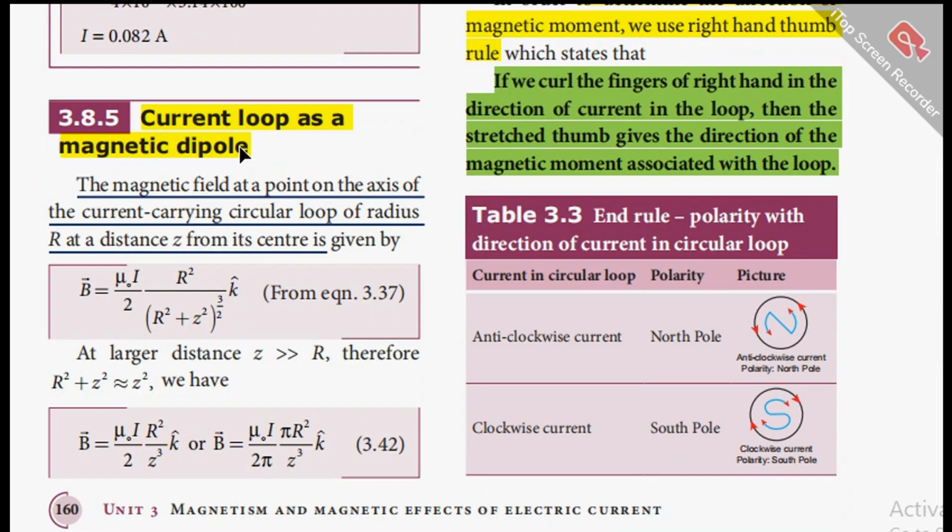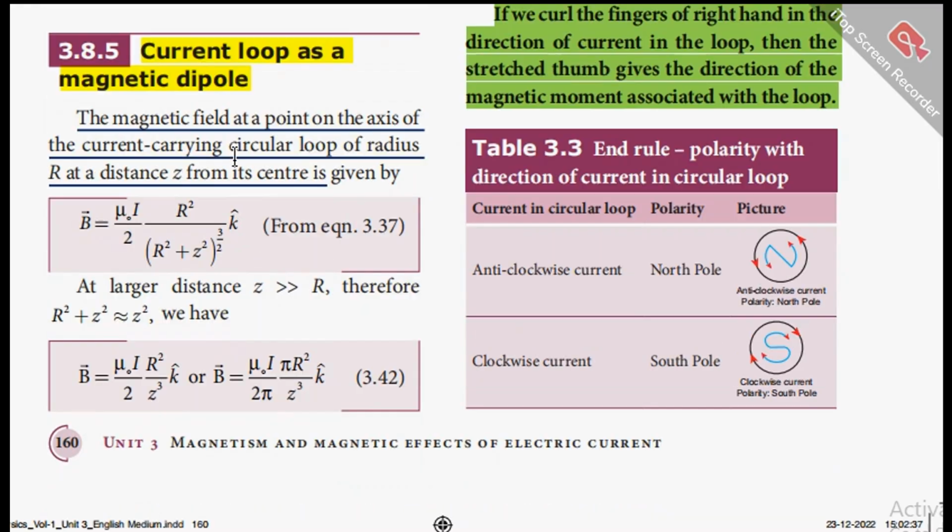Then we will study the current loop, which acts as a magnetic dipole. The magnetic field at a point on the axis of a current carrying circular loop of radius r, at a distance z from its center, is given by B equal to mu naught I by 2 into r square by (r square plus z square) whole power 3 by 2 k unit vector.